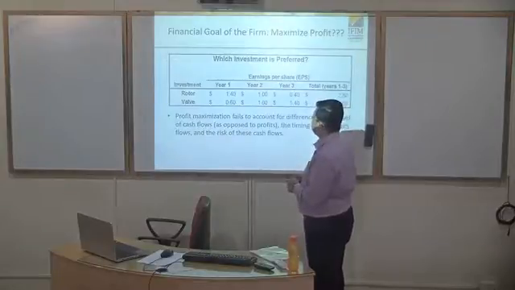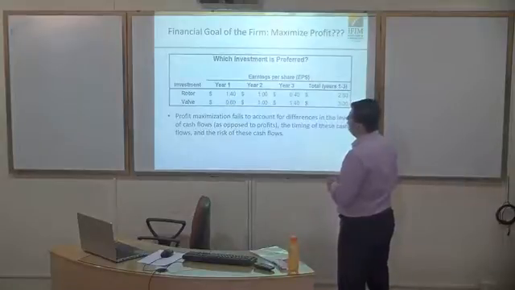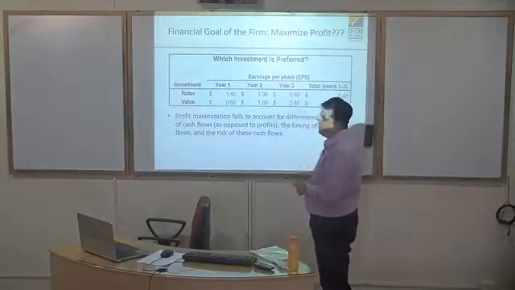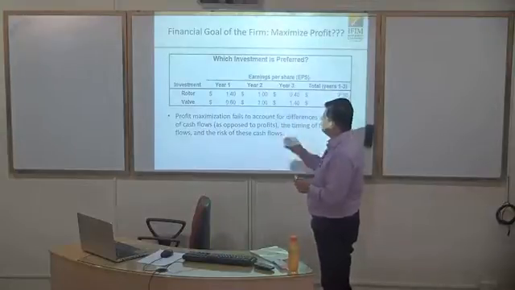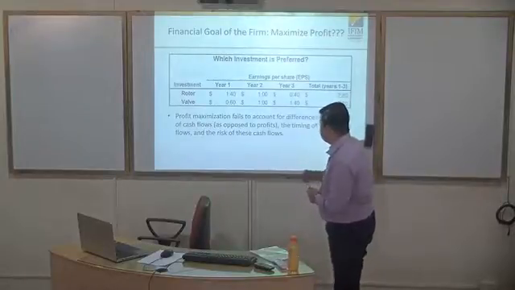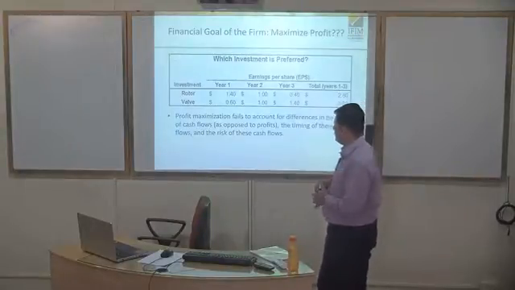Let's look at this example. We have two investments, rotor and valve. Rotor: year 1 we have $1.4 as earnings per share, year 2 we have $1 per share, and year 3 is $0.4 per share. Valve: $0.6 per share in year 1, $1 per share in year 2, and $1.4 in year 3. Profit maximization fails to account for differences in the level of cash flows, the timing of these cash flows, and the risk of these cash flows.